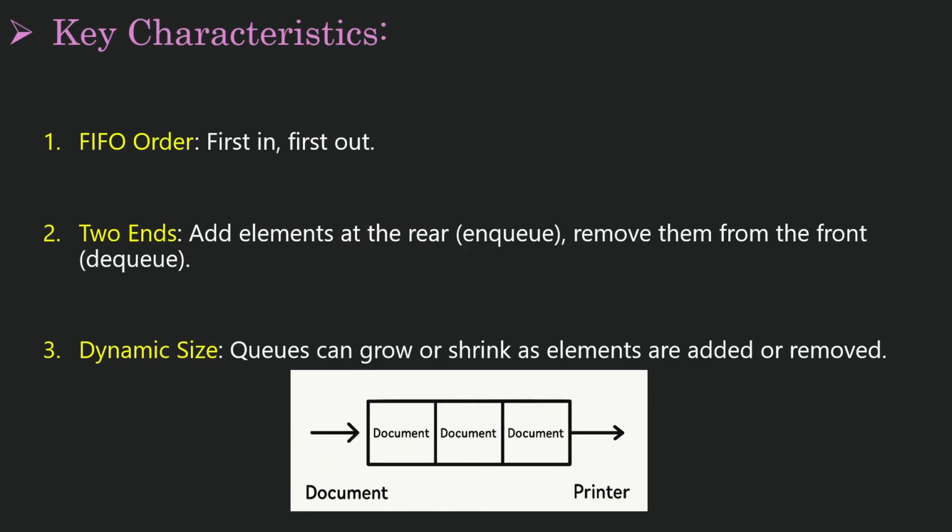Key characteristics. FIFO order: first in, first out. Two ends. Add elements at the rear, enqueue. Remove them from the front, dequeue. Dynamic size. Queues can grow or shrink as elements are added or removed.